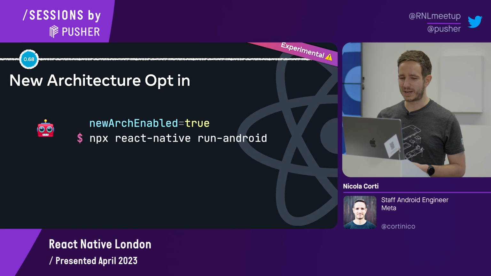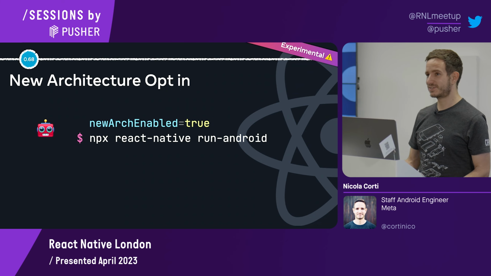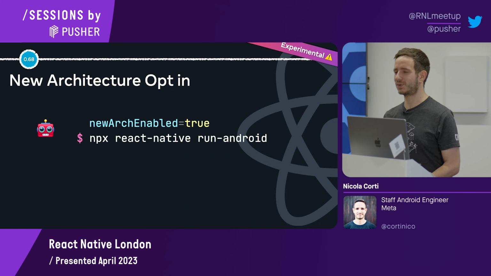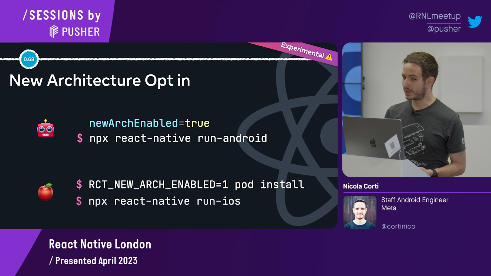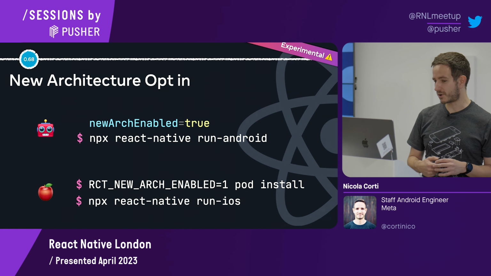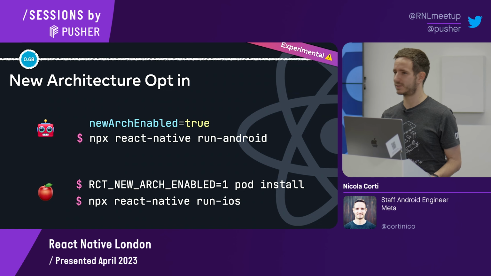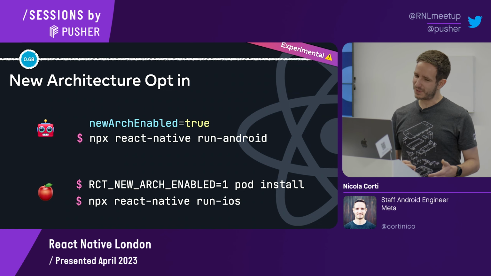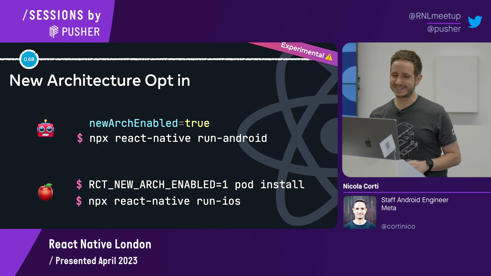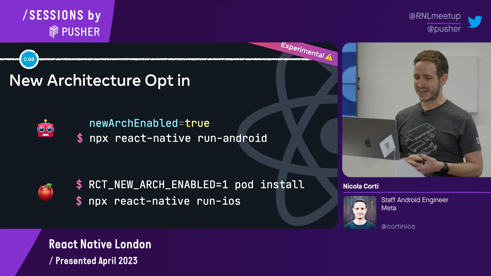On Android, you have a property called newArchEnabled, which defaults to false because, as I said, everything is still experimental. We don't want to push it on you if you're not ready to try it. On iOS, you enable it with an environment variable before the pod install. With this single line, you can try those new APIs and let us know if it works for you or not. So 0.68 went through. There were some problems with the new architecture that we're going to talk about as we go through.